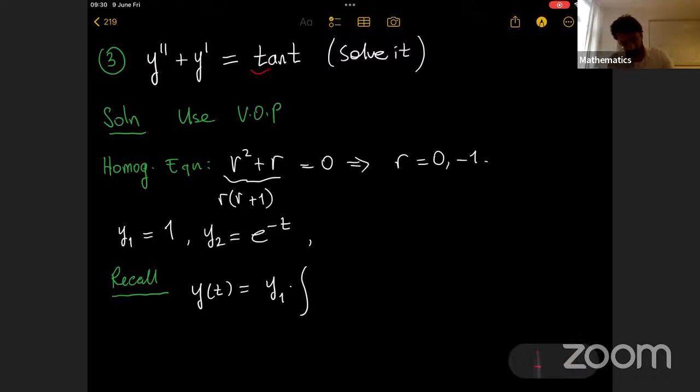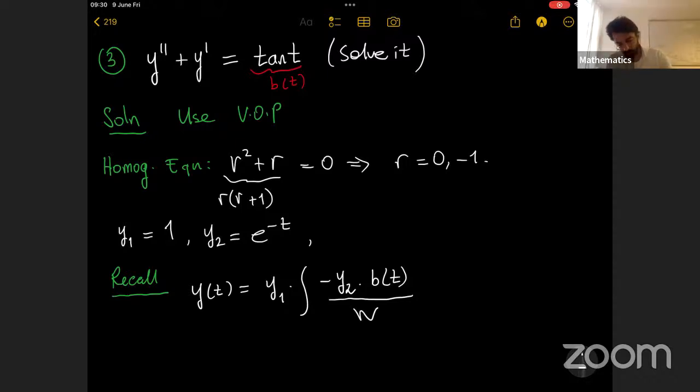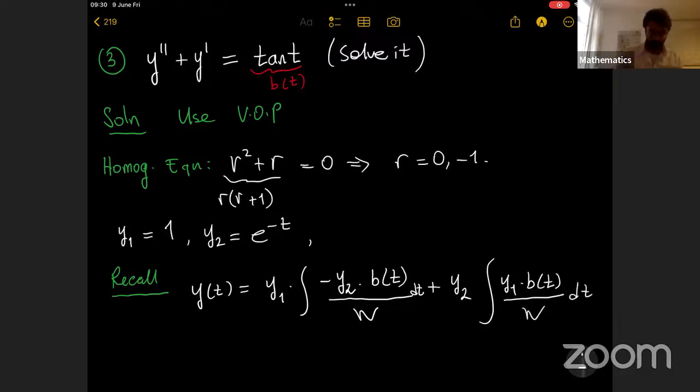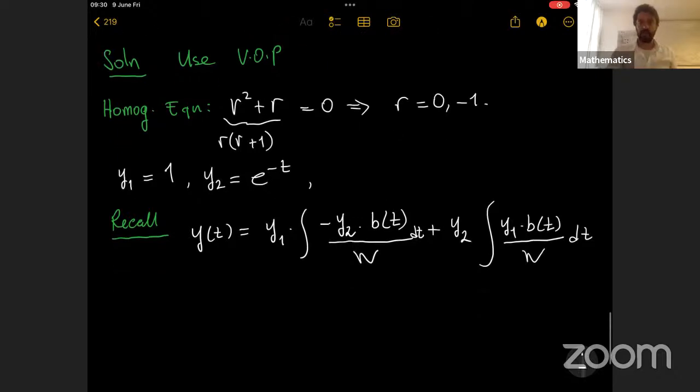if I say this is b of t, okay, minus y2 b of t over the determinant, the Jacobian, plus y2 times the integral y1 times b of t, there's dt here, of course, over w dt, right? That was the formula for the variation of parameters in the case of second order equation.